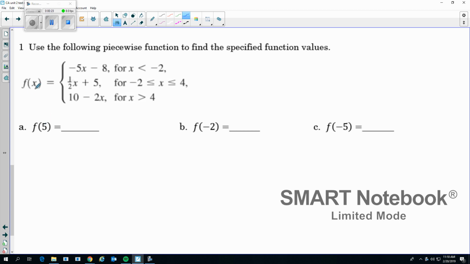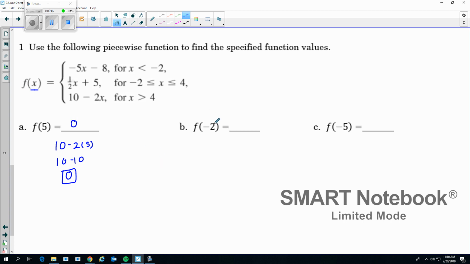So right here it's telling us to do f of 5, and so you've got to figure out what parameters it falls into. It's going to fall into the third one right here because 5 is greater than 4. So you're going to plug it in here. You're going to get 10 minus 2 times 5. So you end up with 10 minus 10. We end up with 0. So we get a 0 there.